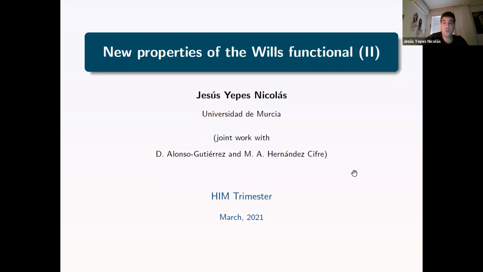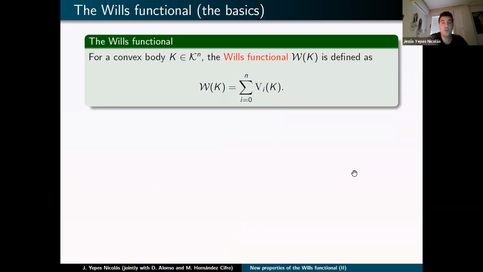Although I'm assuming that all of you have watched the video by Maria, let me very briefly recall some basics from her talk. The Vis functional is defined as the sum of all the ith intrinsic volumes of the convex body K. This ith intrinsic volume will be denoted by Vi, as she has mentioned before. This functional has many beautiful properties.